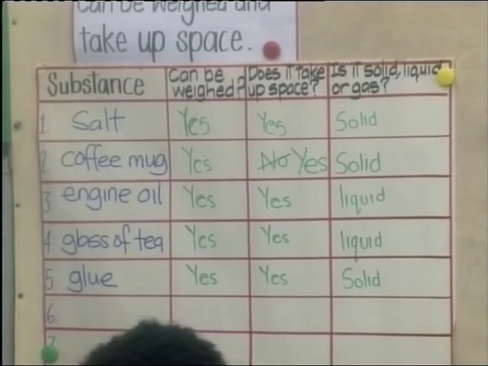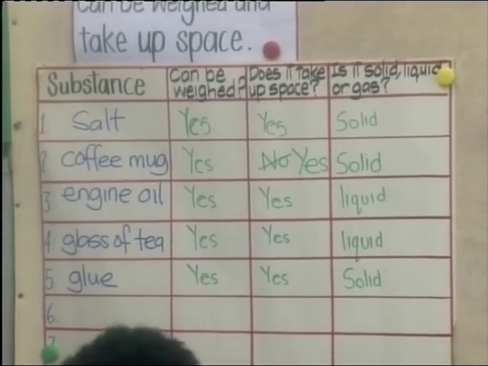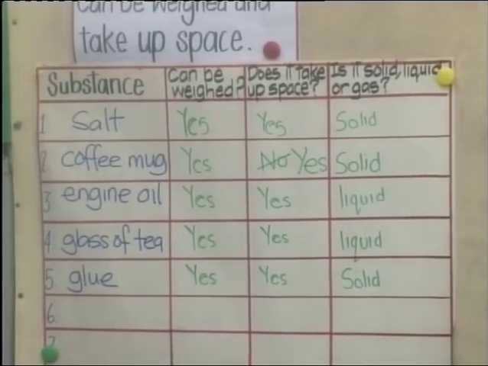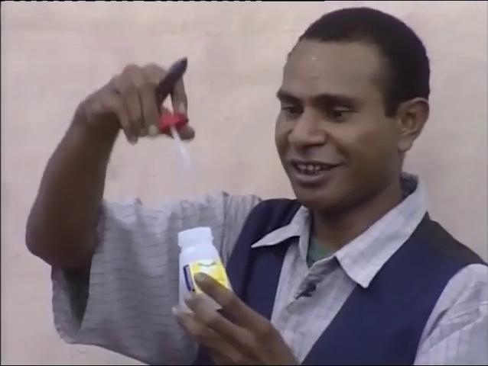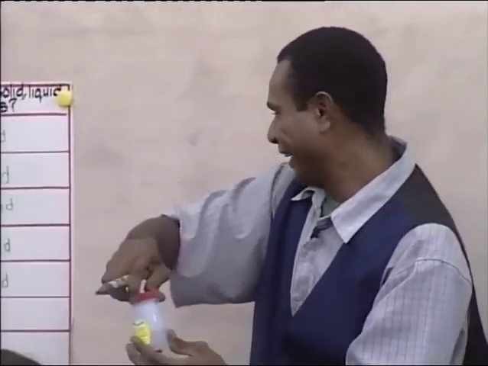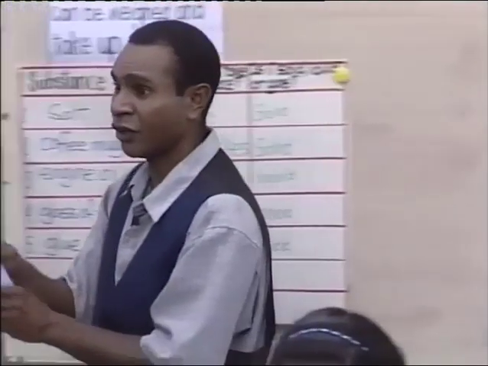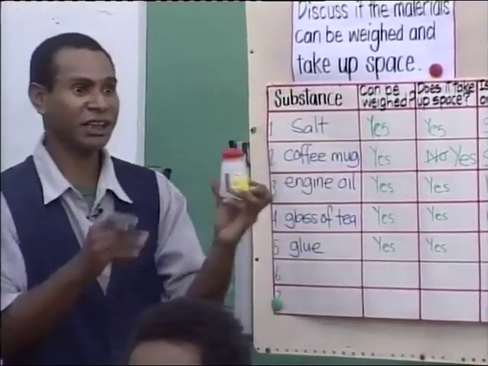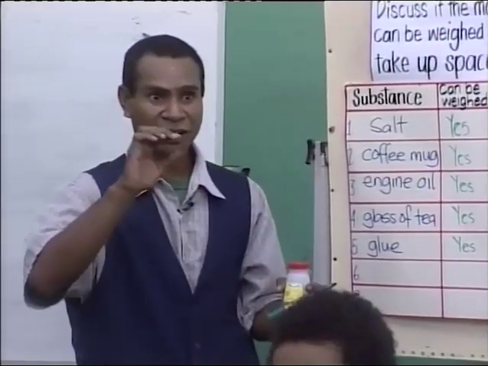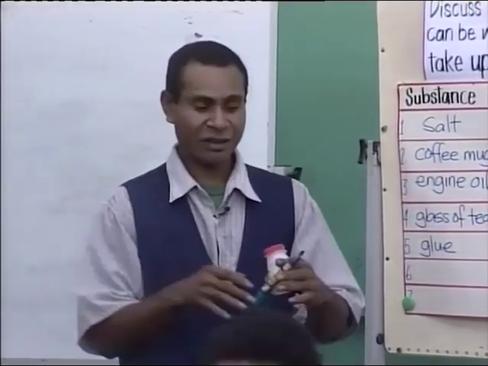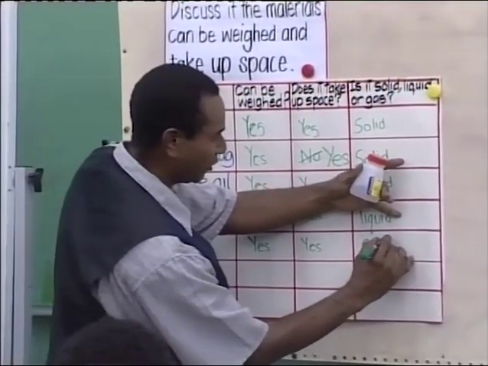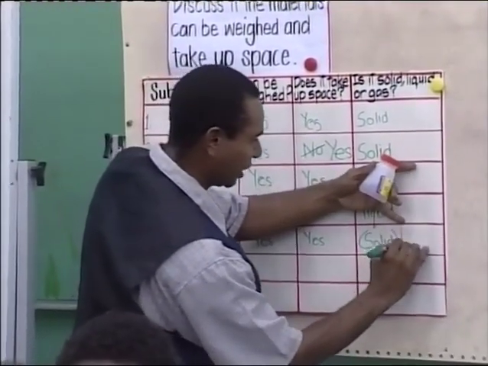Is glue a solid? Class, is glue a solid? Watch. Our answer here is glue is a solid. Okay, is glue a solid? No. It is a? Liquid. Some glue come in solids, but the one I have here is liquid. So we are looking at this one. Some we have glue sticks which are solid, but the one we have here is liquid. So we'll refer to this one that we are using as liquid.